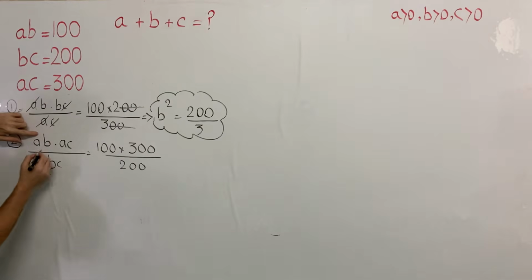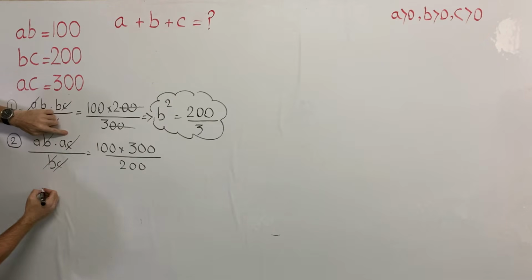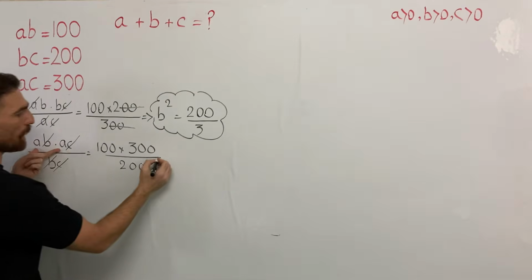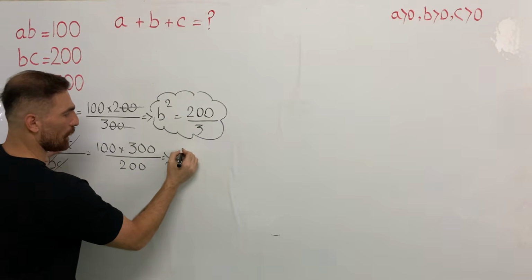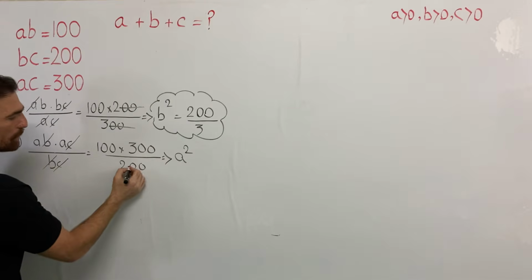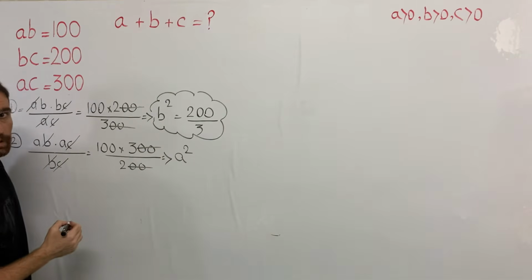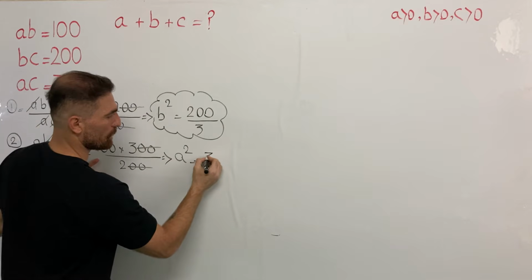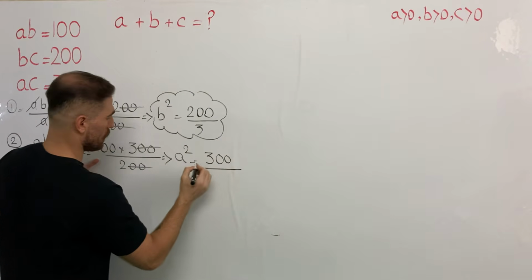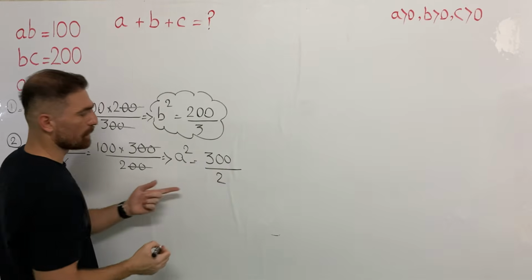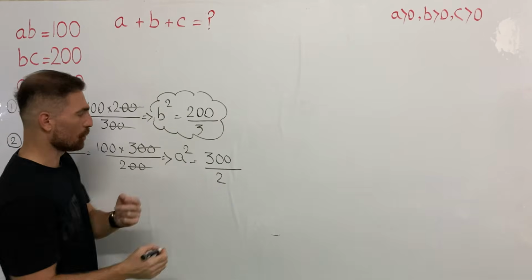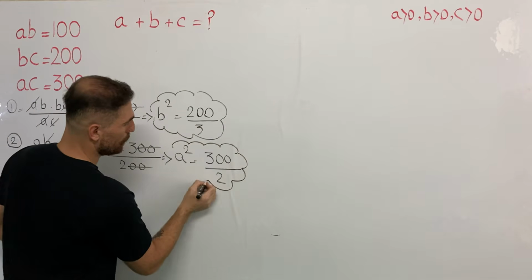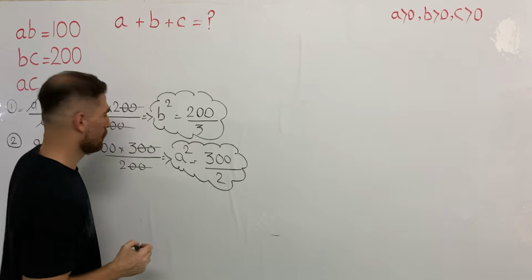Left side, this B can be cancelled off. This C can be cancelled off. A times A is going to be A to the power of 2. These two zeros can be cancelled off. 3 times 100 is 300 over 2. This is equation number 2. Let's keep it here. We need them.